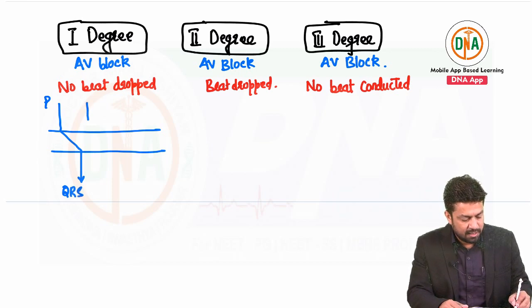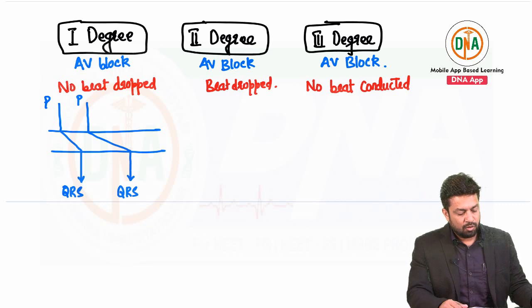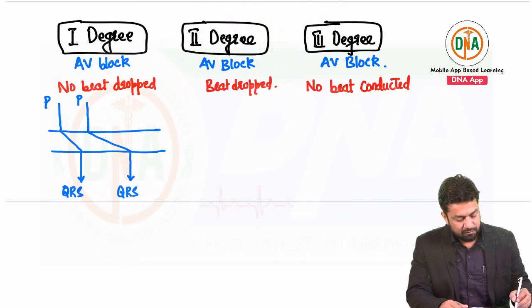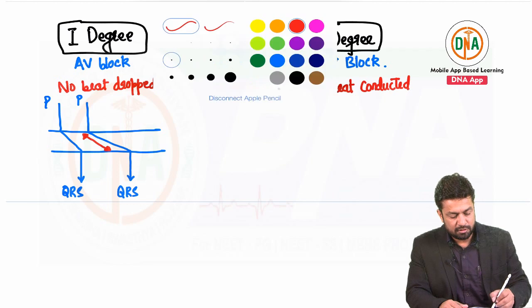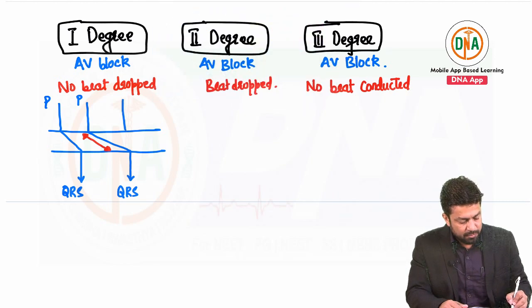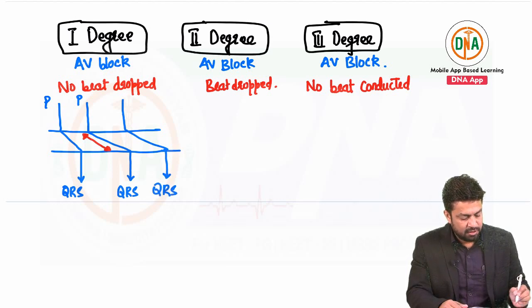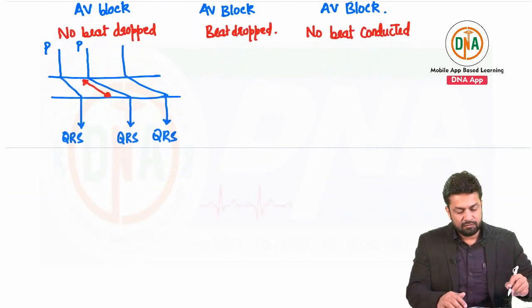So what happens in first degree heart block is that instead of this normal conduction, there will be a delay in the AV node. You have a P wave and a QRS complex, but a lot of time is taken for the beat to travel through the AV node. So there is an AV nodal delay. This will cause PR prolongation. So you have a P wave, then again this P wave comes out as the QRS complex.